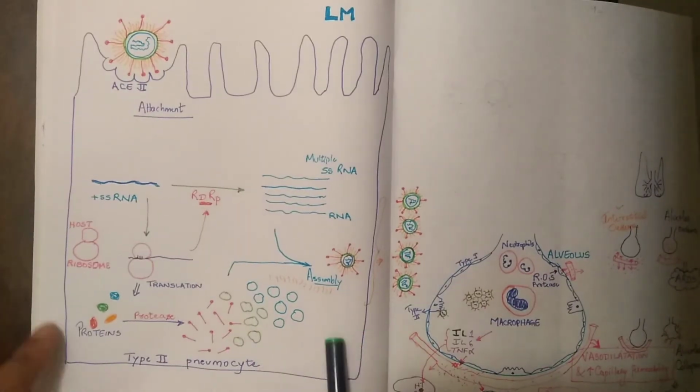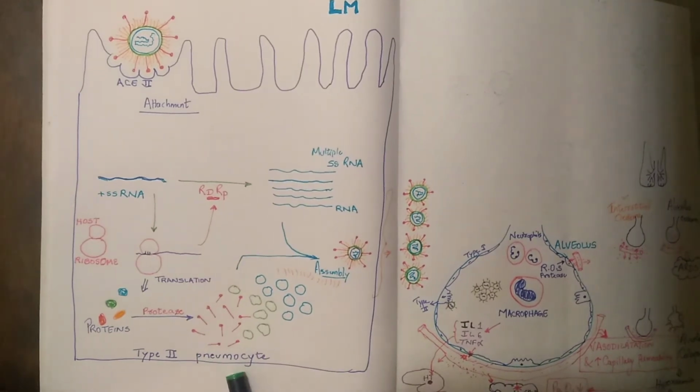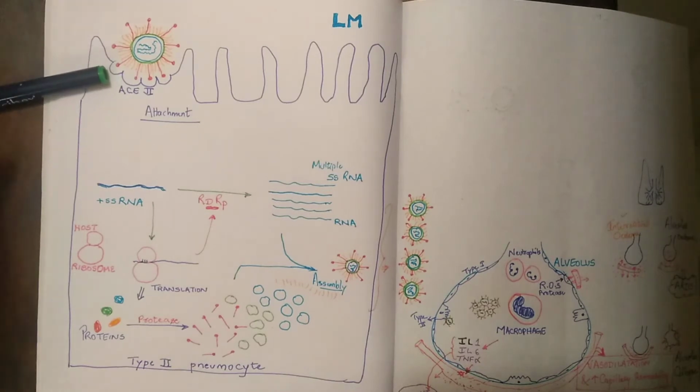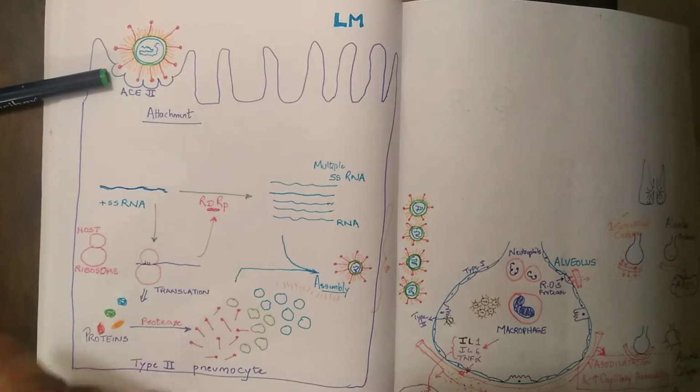We'll see this. This is an enlarged version of the type 2 pneumocyte. You can see that I have written here type 2 pneumocyte. So what happens? This coronavirus gains access to the type 2 pneumocyte through a receptor called the ACE2 receptor. So what is this receptor? It is the angiotensin converting enzyme type 2 receptor. That process is called attachment of the virus.